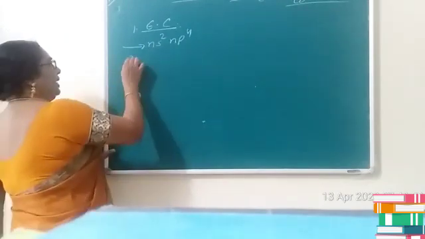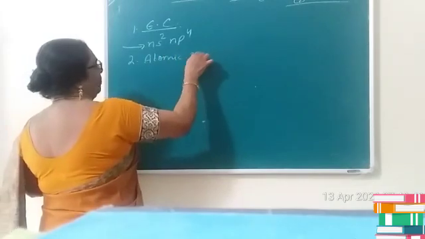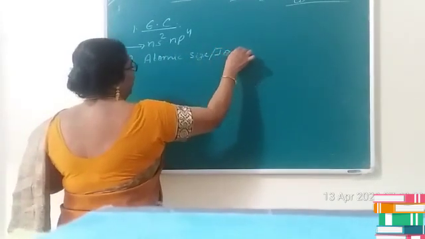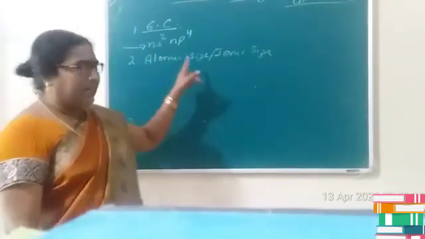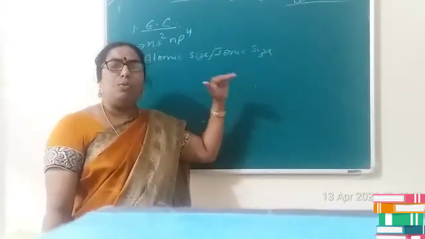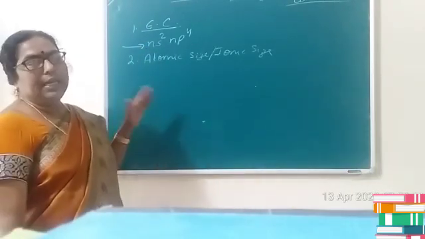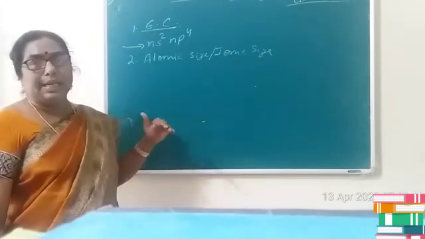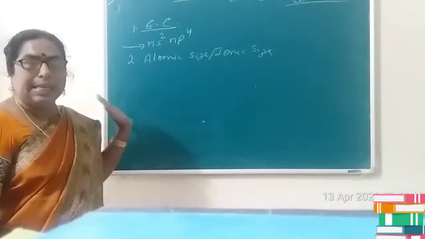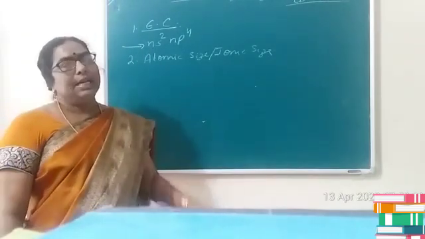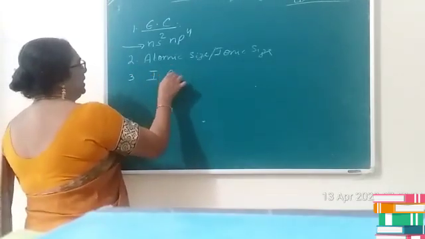Now second one, let us consider atomic and ionic size. When you are seeing the electronic configuration, you must have observed one thing, that as we move down the group, number of shells increases. So obviously atomic or ionic size increases. Is it clear, children? As we move down the group, atomic size increases due to the increase in the number of shells.